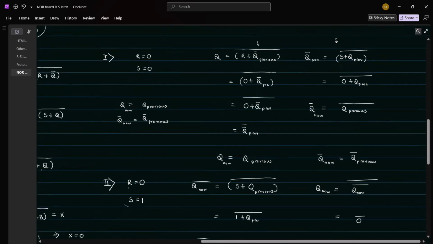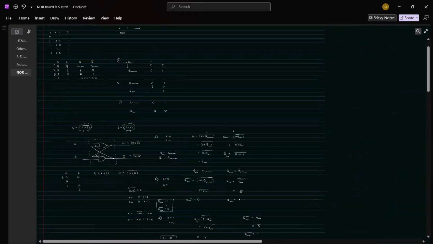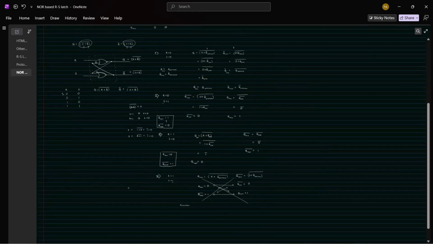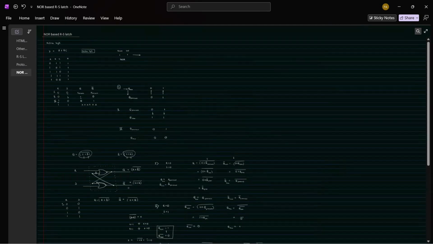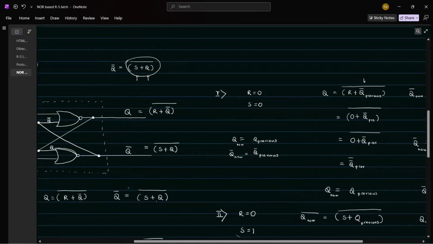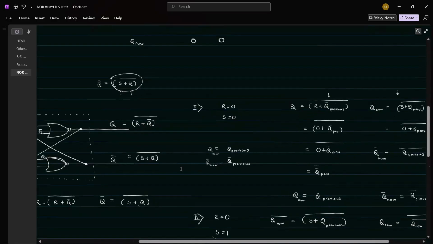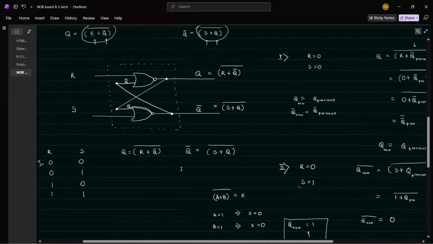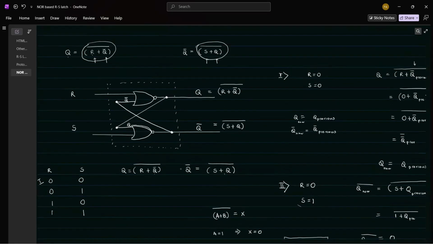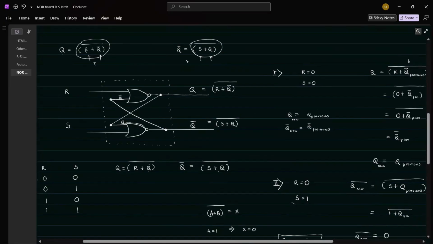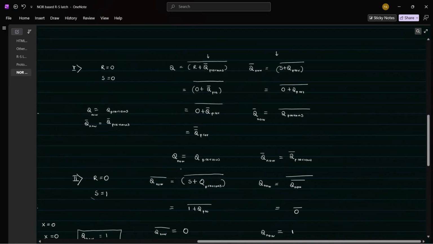Okay, so now you know how the NOR-based R-S Latch works. Quick summary: what you need to know is this circuit. You should be able to draw the circuit based on the equations that you have, and then you should be able to analyze this. But please be careful. This has nothing to do with practical implications. There won't be a question that requires this for practical implication.